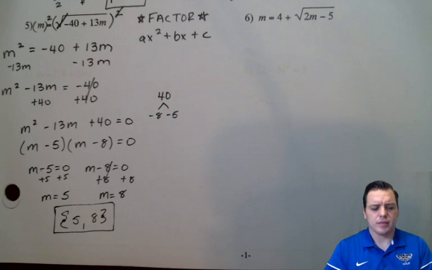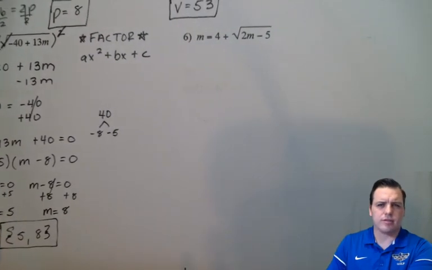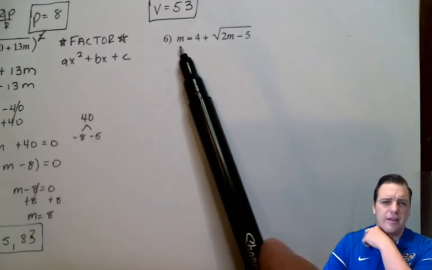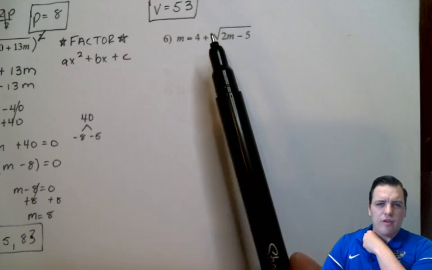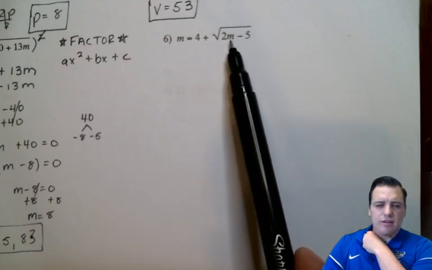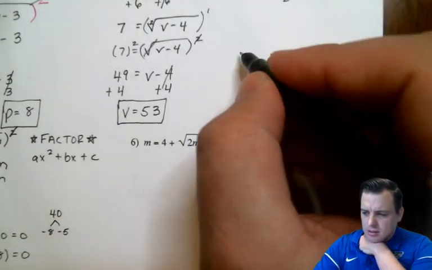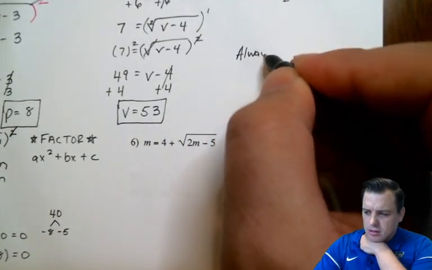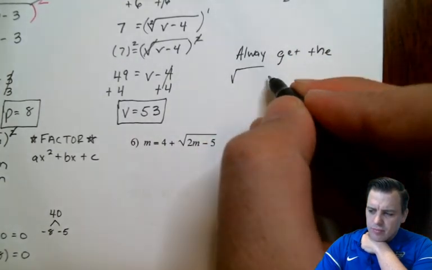All right. So let's move right along. Good job, Jake. Good, Maria. All right, so let's move to 6. Now, 6 looks a little bit different, okay? But, guys, here's what I'm going to tell you. You always want to get the square root by itself. I'm going to write that down here. Always get the square root by itself.